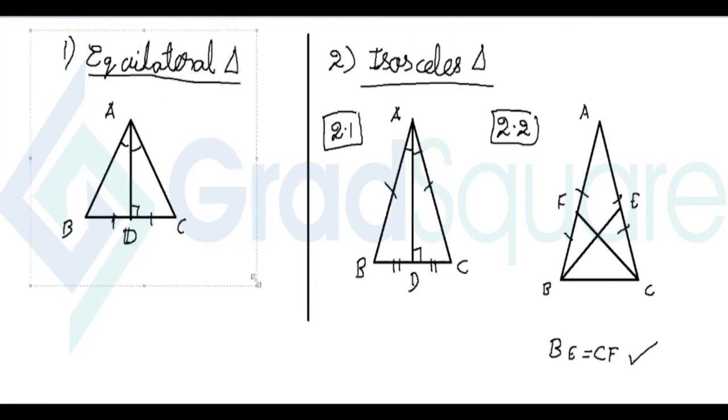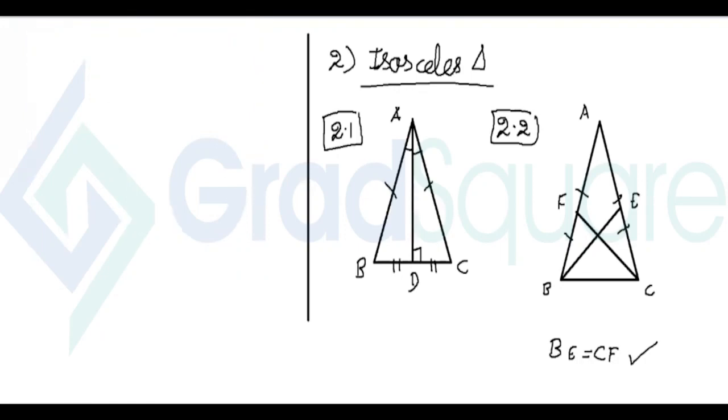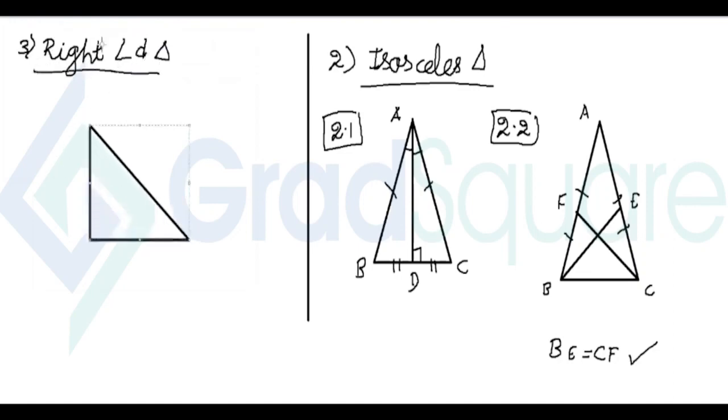And the third and final special case of significant constructions inside a triangle happens to be in the case of a right angle triangle. So what happens in a right angle triangle? Firstly, the triangle's orthocenter is present at the vertex B.